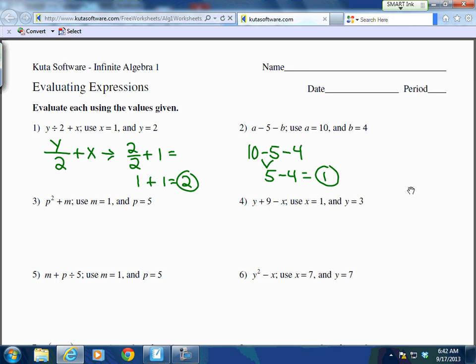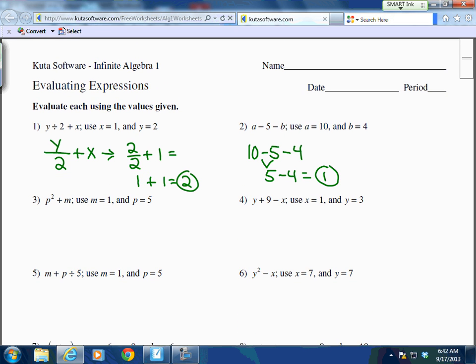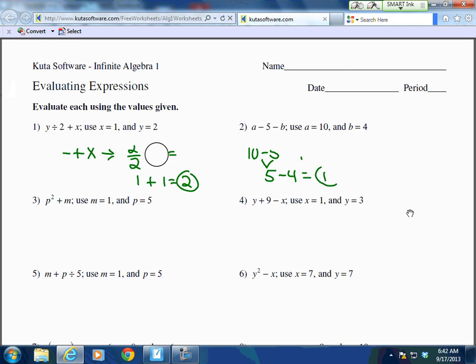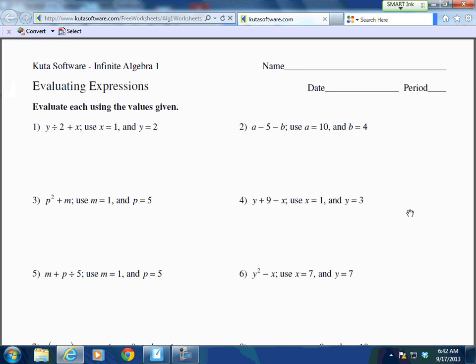Okay, let's skip down a little bit. Well, hopefully you got those. I've got to erase those. Please get those down. All right. Let me go to a little tougher ones.